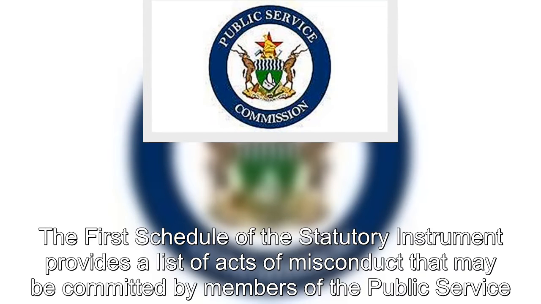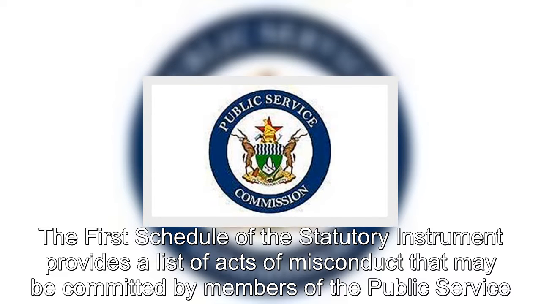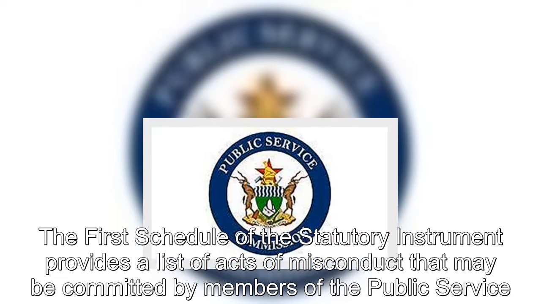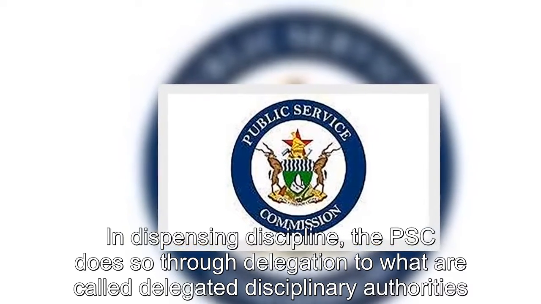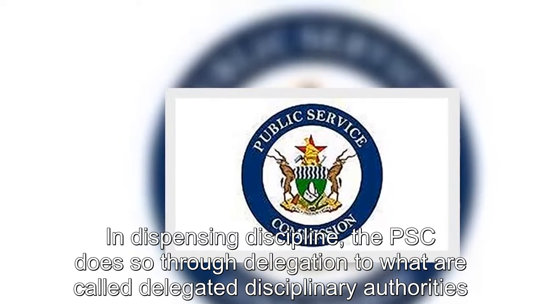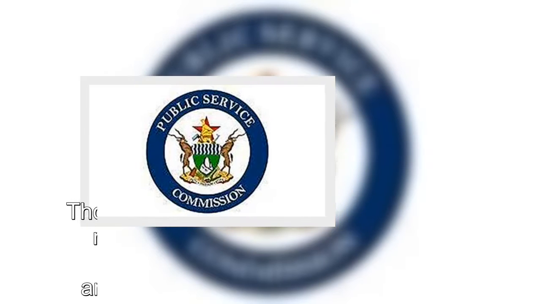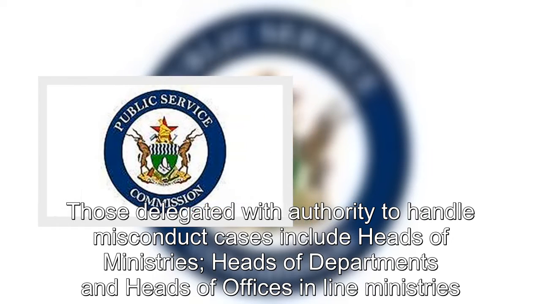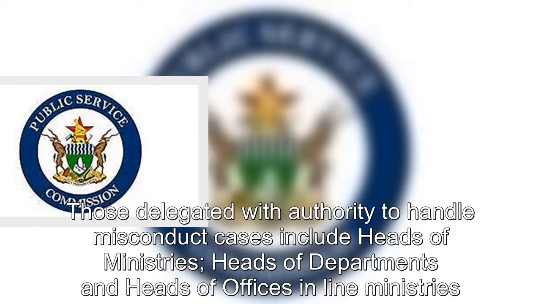The first schedule of the statutory instrument provides a list of acts of misconduct that may be committed by members of the public service. In dispensing discipline, the PSC does so through delegation to what are called delegated disciplinary authorities. Those delegated with authority to handle misconduct cases include heads of ministries, heads of departments and heads of offices in line ministries.